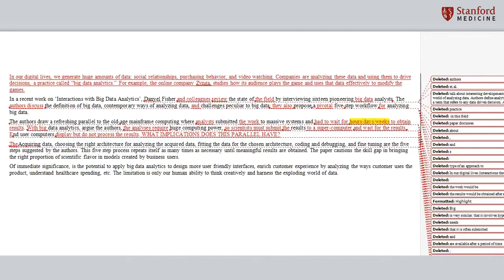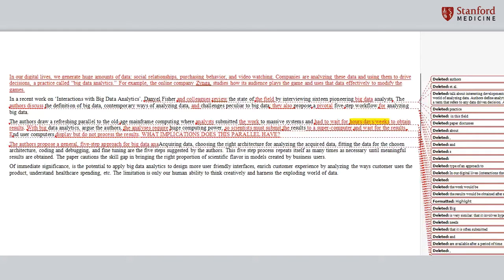So we're going to say, how about, the authors propose a general five-step approach. I'm going to get the idea of general in there, that it can be used across many different problems for big data analytics. So the author here originally had, here are the 5 steps suggested by the authors. But I'm going to flip that around and say the authors propose these 5 steps and then list the steps. So I'm going to have the authors propose them rather than the steps were suggested by the authors. So we can get rid of that little bit.